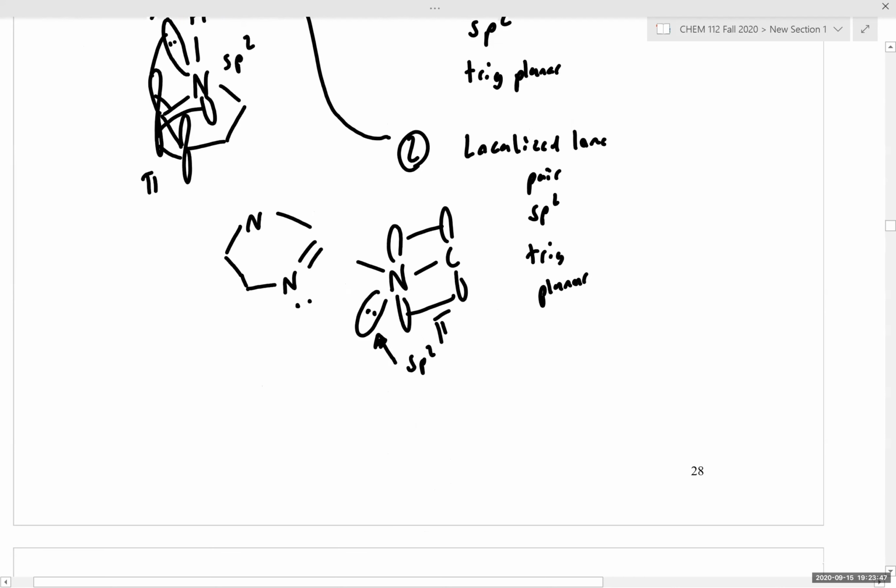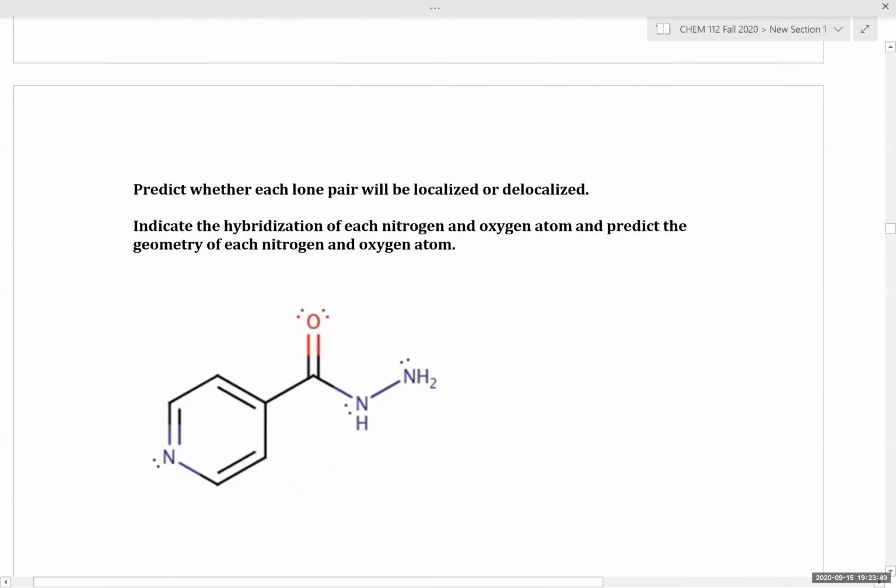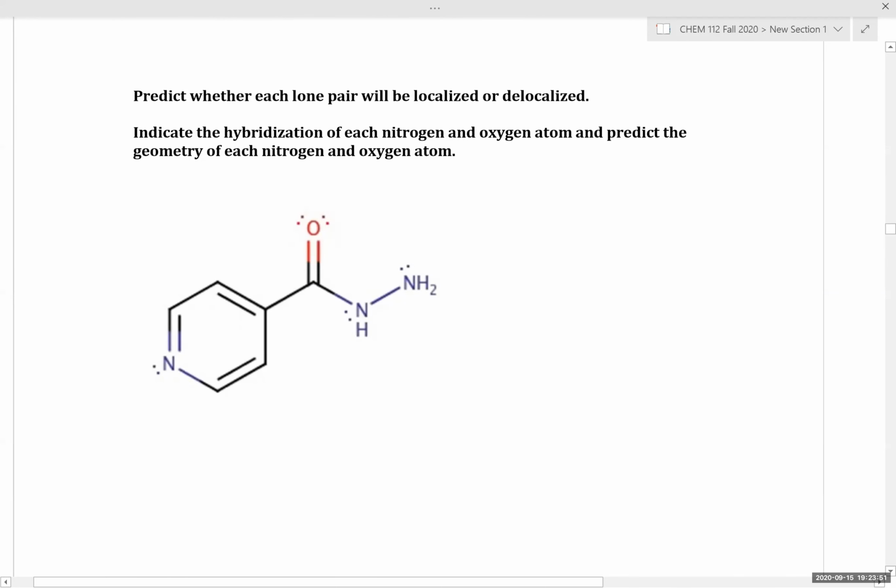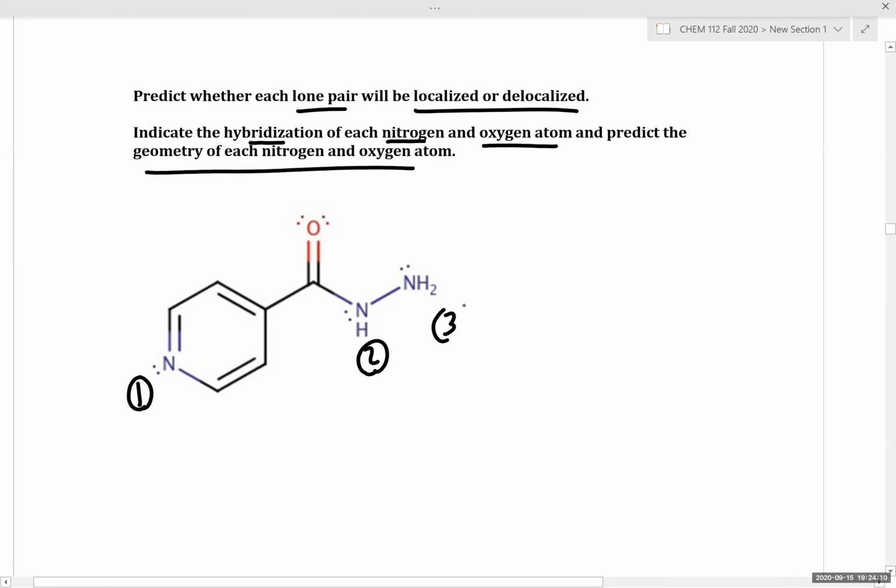If not, let's keep going. So let's have a second shot at this. Let's take a look at the following molecule and predict whether each lone pair will be localized or delocalized. Indicate the hybridization of each nitrogen and oxygen atom and predict the geometry. So I'm going to label my nitrogens.